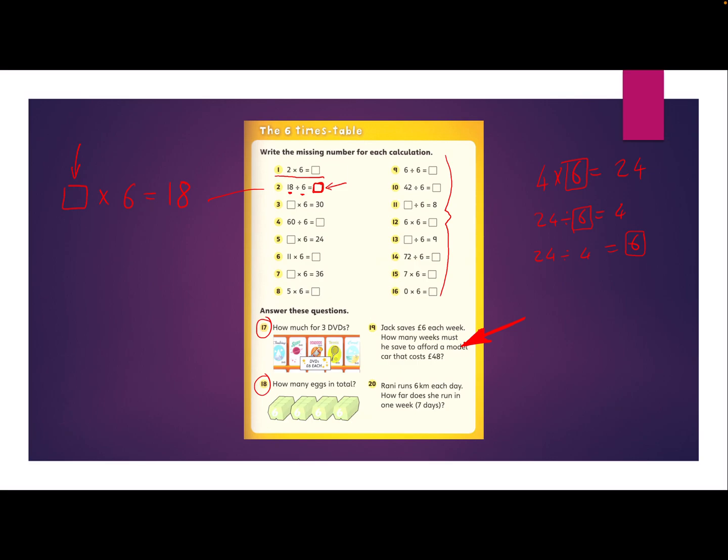There are 4 groups with 6 in each group. That is a multiplication. This one here. Jack saves £6 each week. How many weeks must he save to afford a model that costs 48? This one, I know the total is 48. And I know that I'm saving £6. So there's 6 in each group. The question is how many groups? And the last one here.